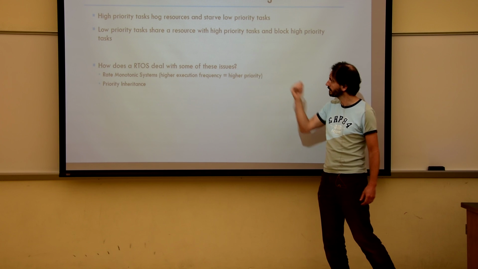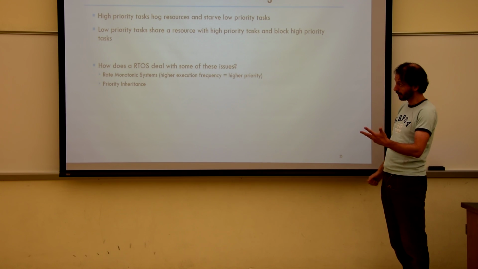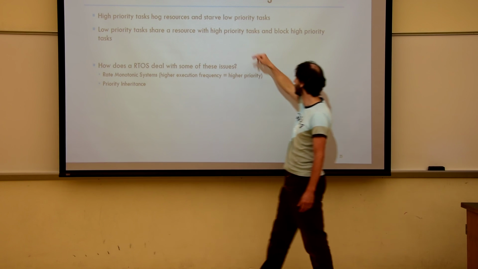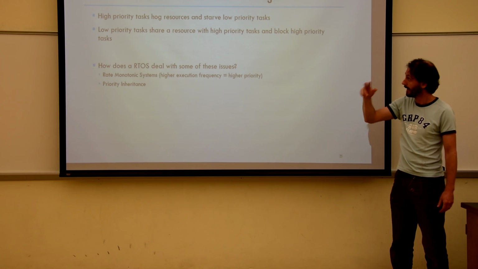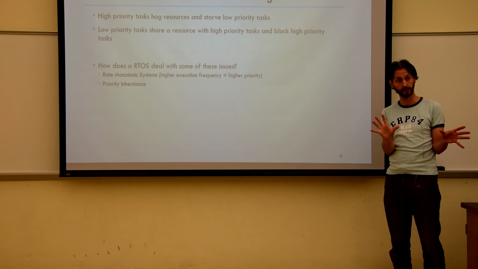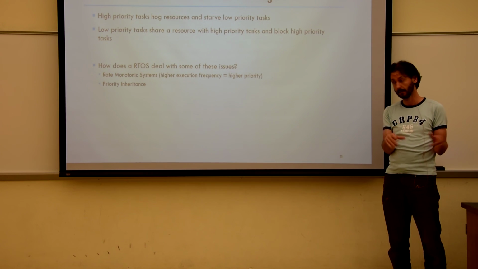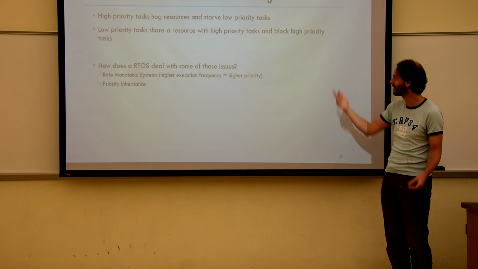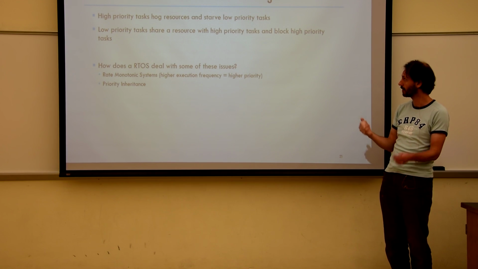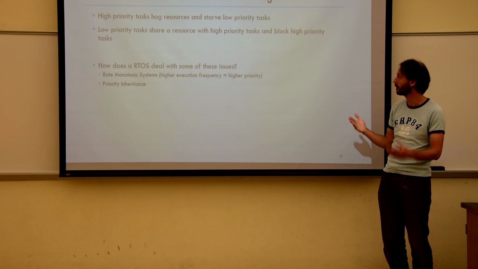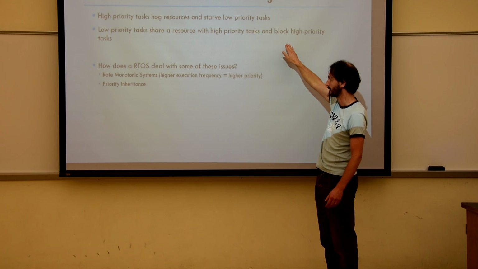Another problem is, say the low priority task shares a resource with a high priority task. The low priority task therefore needs to finish before the high priority task can start. But the low priority task doesn't have a chance to execute, and so the high priority task, even though it has a high priority, cannot actually start executing. So it blocks the high priority task.